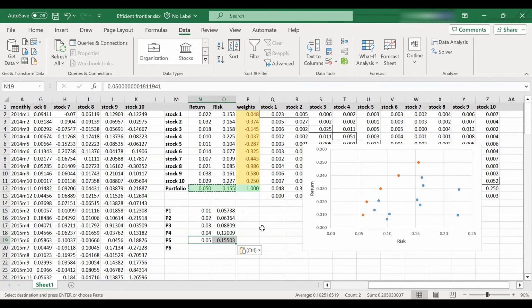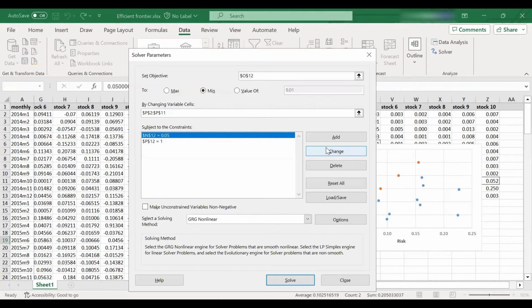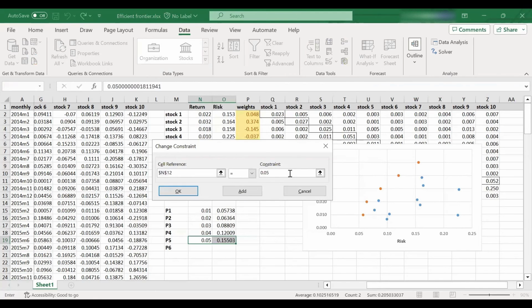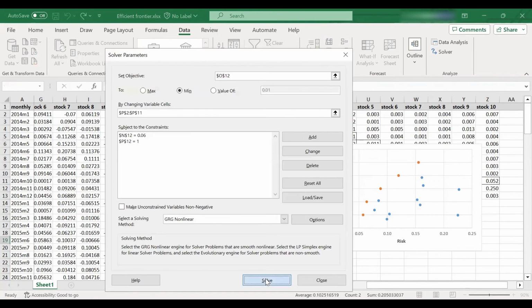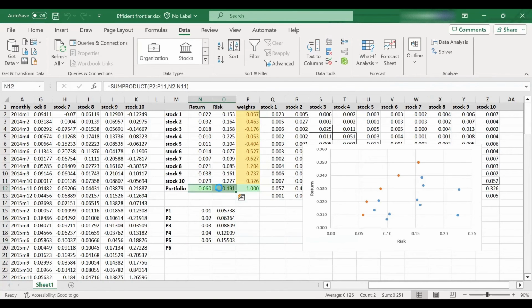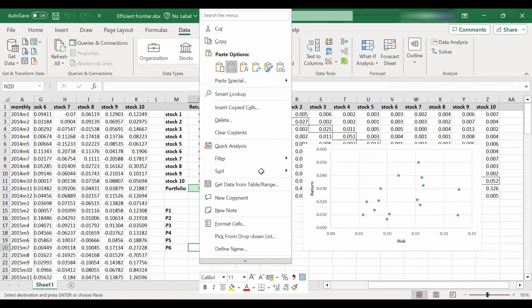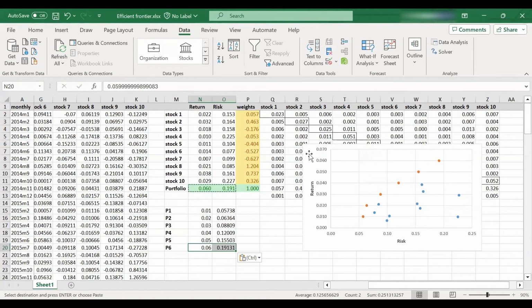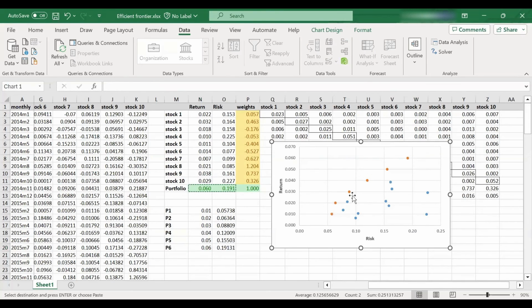I think maybe we can stop here, or come on, let's do one final one. Why not? Change to 0.06. Solve. Here we are. So these orange dots, data points, represent these six efficient portfolios.